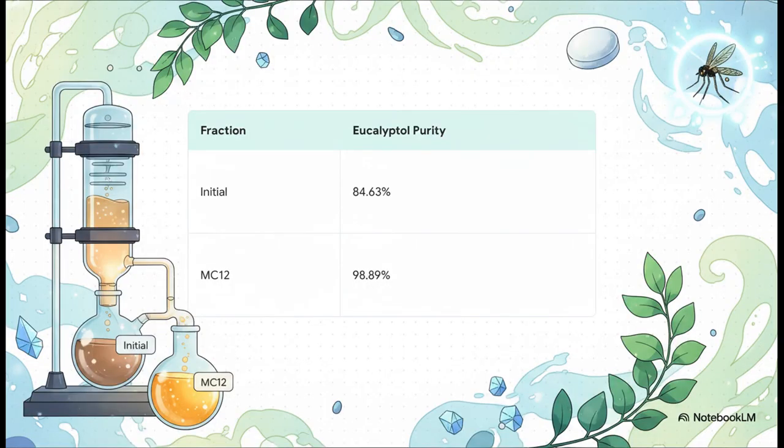The crucial breakthrough in Dr. Chem's experiment is super clear when you look at the data. They took a batch of Eucalyptus globulus oil, which initially had an 84.63% concentration of eucalyptyl. That's the active compound responsible for that clearing scent you find in cough drops and bug repellents.